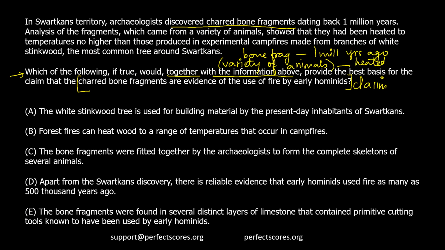So you need something extra together with the information given above to completely support that it shows that they used fire. And it was not because of something else. The heating was not because of something else. So let's look at option A. The white stinkwood tree is used for building material by present day inhabitants. Do you think this is relevant?